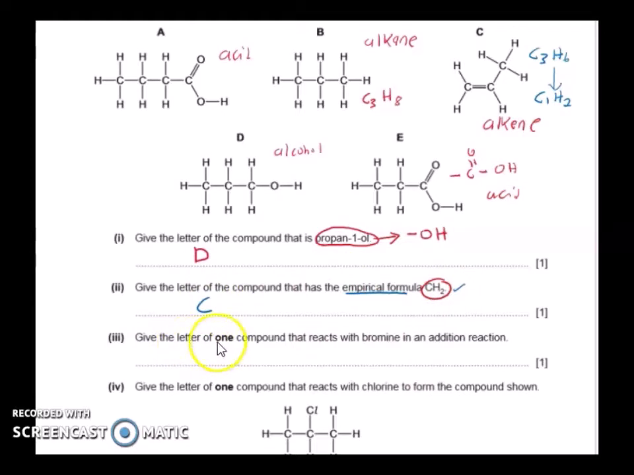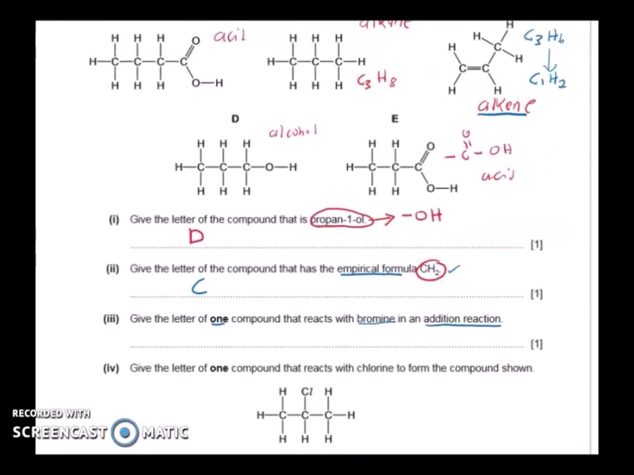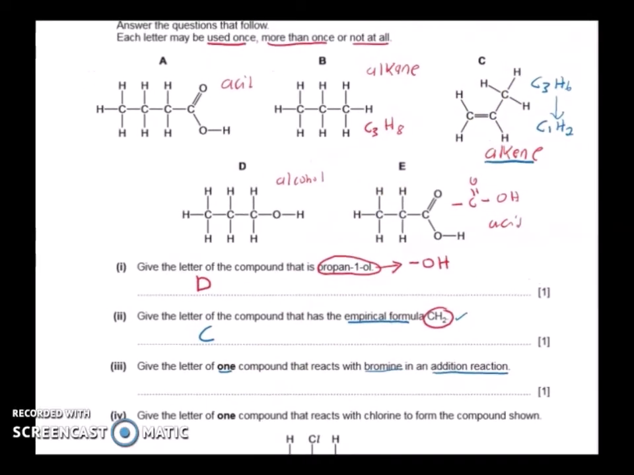Give the letter of one compound that reacts with bromine in an addition reaction. Okay, addition reactions only occur with alkenes. So your best choice for this is C, the same. So the alkene here will undergo addition with bromine. So your answer here is C.